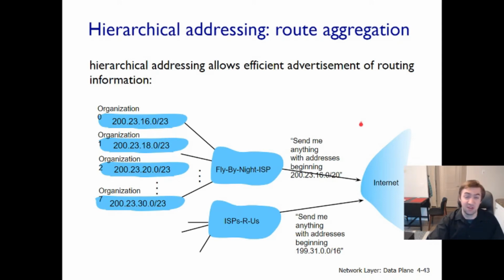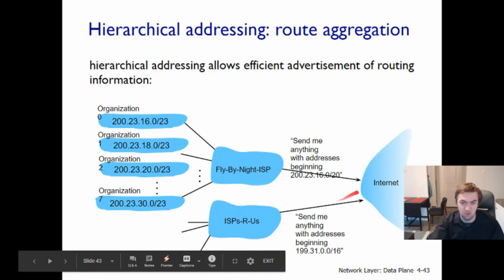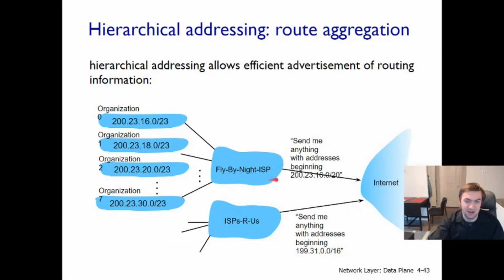Now, the benefit of hierarchical addressing is the ability to quickly advertise routing information so you can access the networks you need to access. So here we have a few different ISPs. We have Fly-by-Night ISP and ISPs RS. Each one tells the internet that they are going to be responsible for a certain block of IP addresses. So ISPs RS is going to handle any IP addresses that start with 199.31.0.0/16, while Fly-by-Night ISP will take anything starting from 200.23.16.0/20.